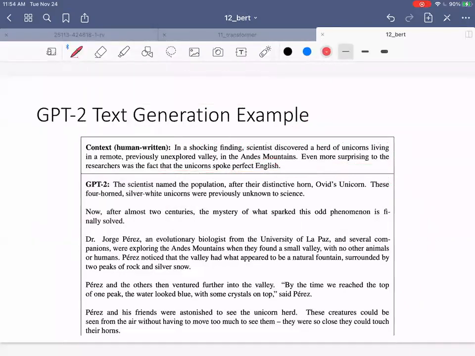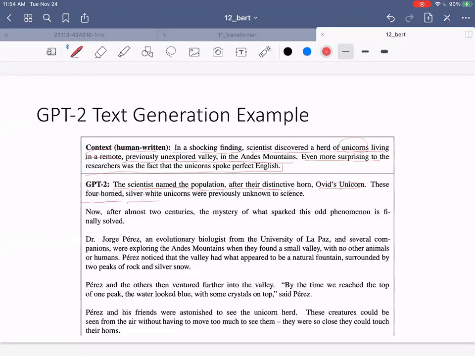For example, "In a shocking finding, scientists discovered a herd of unicorns living in a remote, previously unexplored valley in the Andes Mountains." Obviously these are all fake because there are no unicorns in the real world. So people just wrote this fake thing. "Even more surprising to the researchers was the fact that the unicorns spoke perfect English." Again, very imaginary text, but can GPT-2 continue this imaginary text in a consistent manner? And it can, actually. "The scientists named the population after their distinctive horn, Ovid's unicorn." So it's just making things up.